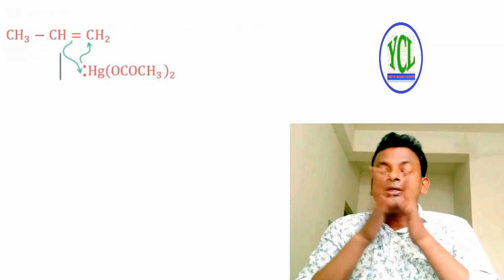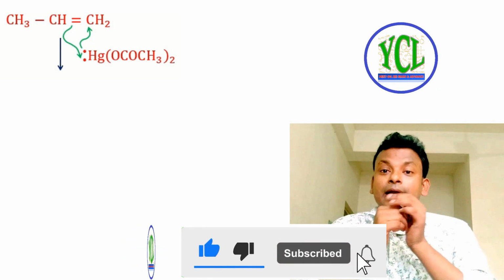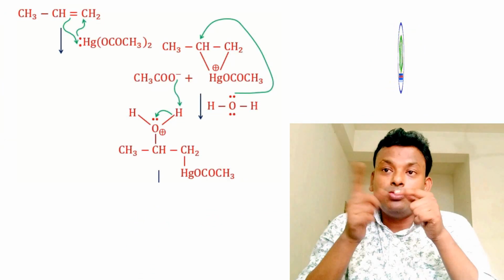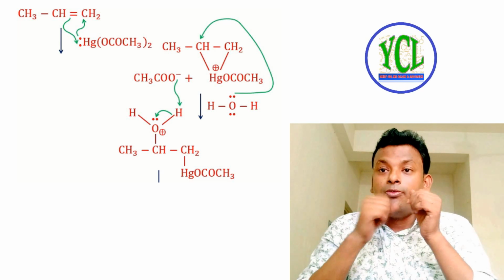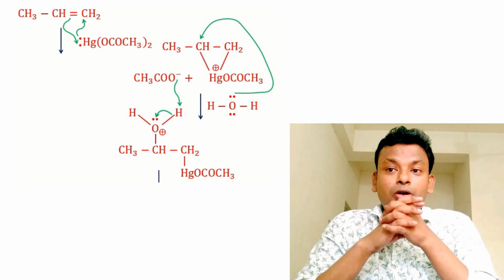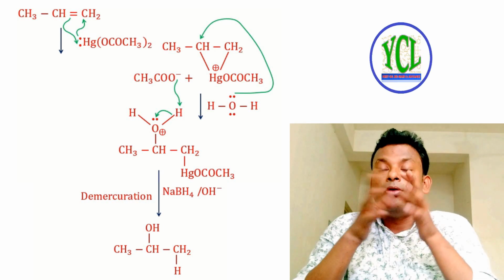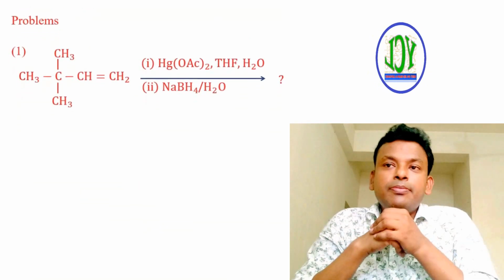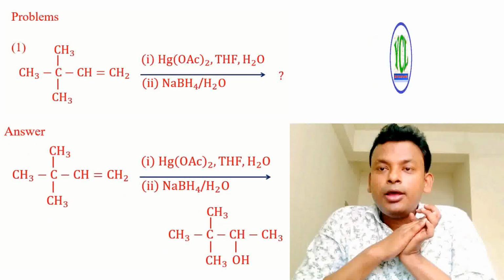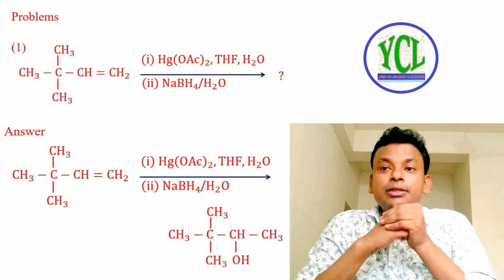In the mechanism, the C=C double bond attaches to mercuric acetate to form a 3-member cyclic transition state, and in the next step H2O attacks this cyclic transition state, and the acetate accepts the proton from the alcohol, that is the oxymercuration step. The last step is demercuration, forming an alcohol. Here is the same question, with the same compound and a different reagent, and the product is shown here.